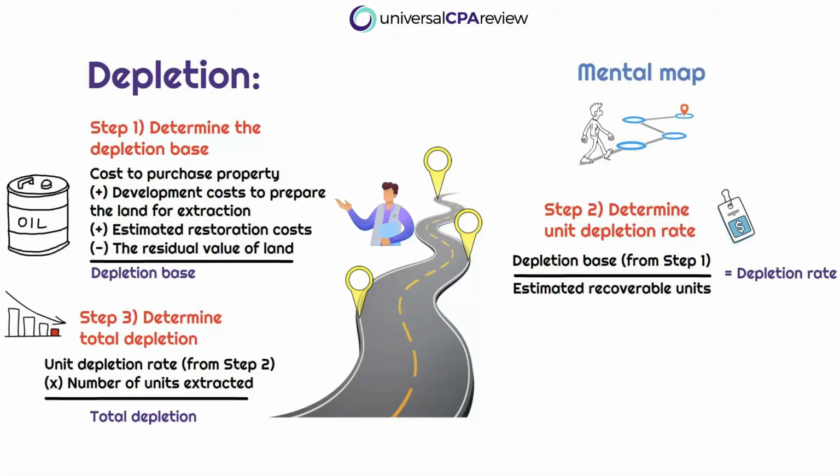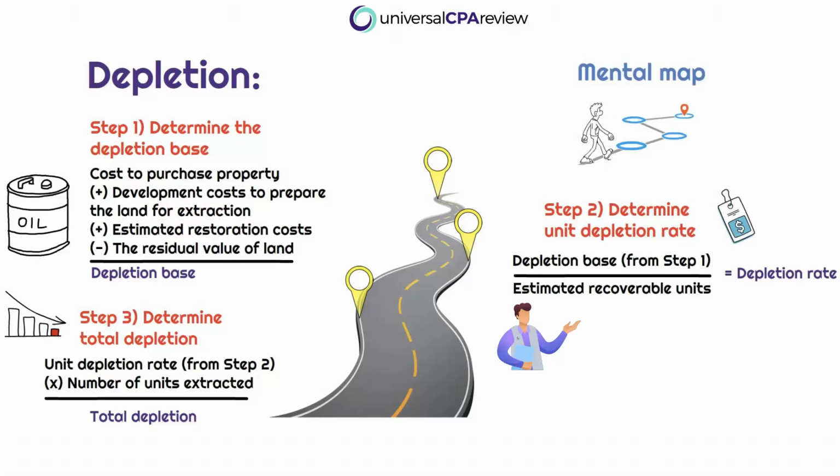any estimated restoration costs. Now keep in mind, the depletion base is going to be reduced by the residual value of the land. This is more or less the equivalent to the salvage value, only the salvage value can be the ability to sell off any additional materials related to a fixed asset. Only when we're thinking about depletion, we're thinking about land. So this could be the value of the land that we could sell off after we have completed our extraction.